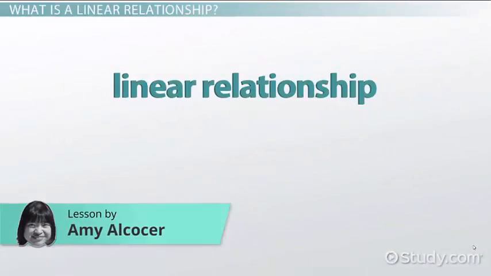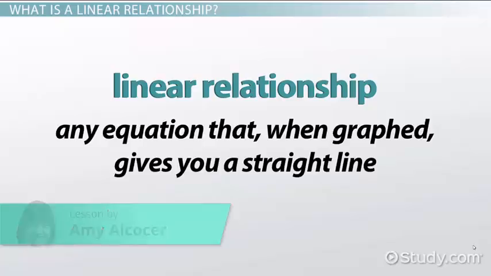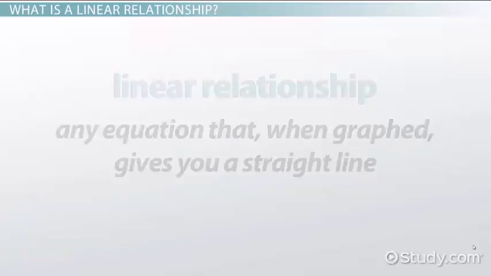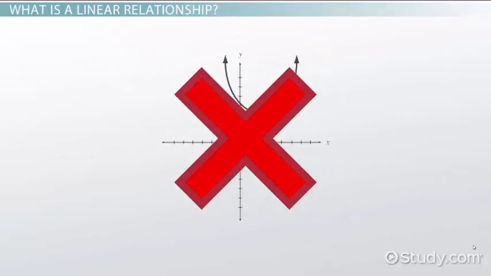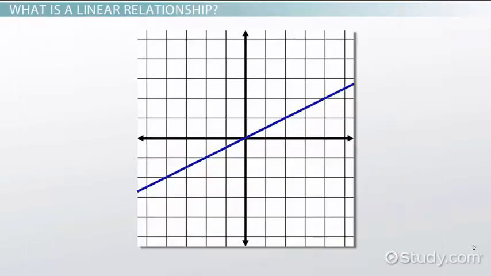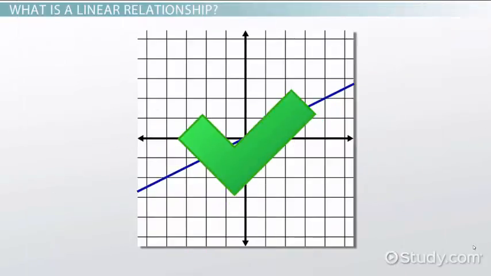As its name suggests, a linear relationship is any equation that, when graphed, gives you a straight line. Linear relationships are beautifully simple in this way. If you don't get a straight line, you know you've either graphed it wrong or the equation is not a linear relationship. If you get a straight line and you've done everything correctly, you know it is a linear relationship.